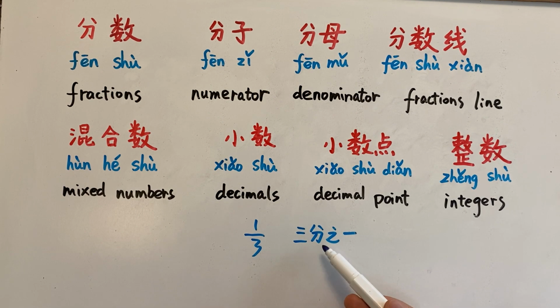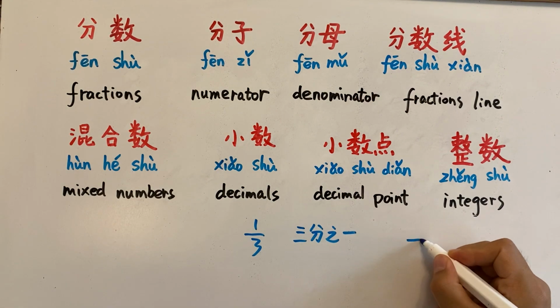分之, these two characters mean 分, to part, to divide, and 之 is the pronoun "it". To divide it. It means the whole, right? To divide the whole into how many parts? And this fraction takes part 1. 三分之一. So 分之 is always the same when we name fractions.